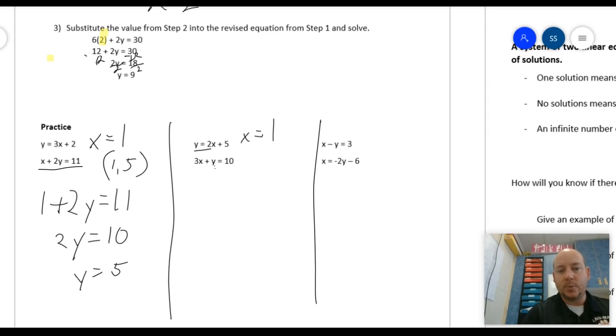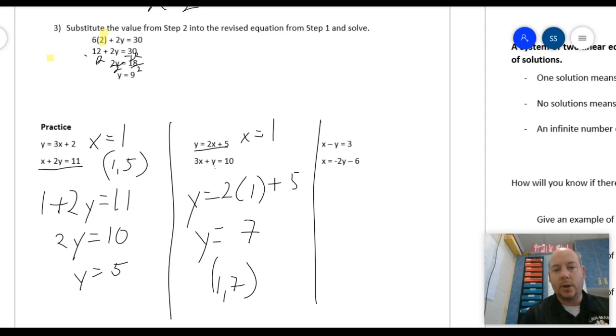Okay, now I'm going to use this one this time, just to kind of show you how easy that can be. So y is equal to 2 times 1 plus 5. Again, you can probably do both those steps in your head. 2 times 1 is 2. 2 plus 5 is 7. Okay, so I got my x value, my y value. So I get 1 comma 7. Okay, so we're just substituting, solving, plugging that solution back in to solve for the other variable, right?